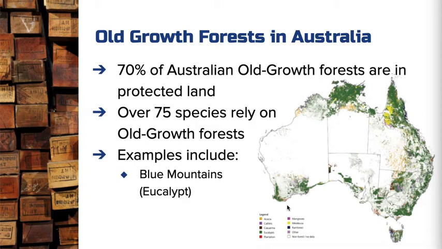Now have a look at this map. If we have a look at our forests around Australia, we have forests all over the place. And we know that most of these are plantation forests, but we have lots of old growth forests. Around about 70% of the old growth forests we have in Australia are in protected national parks, parks that you're not allowed to go in.